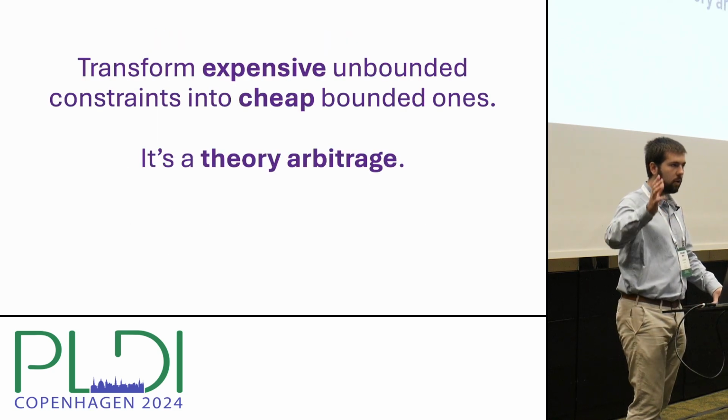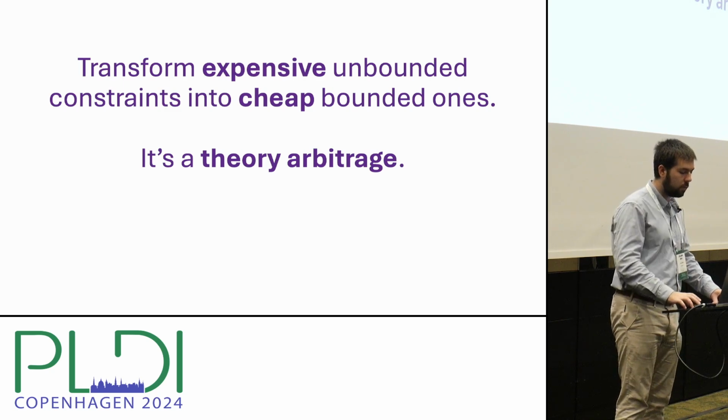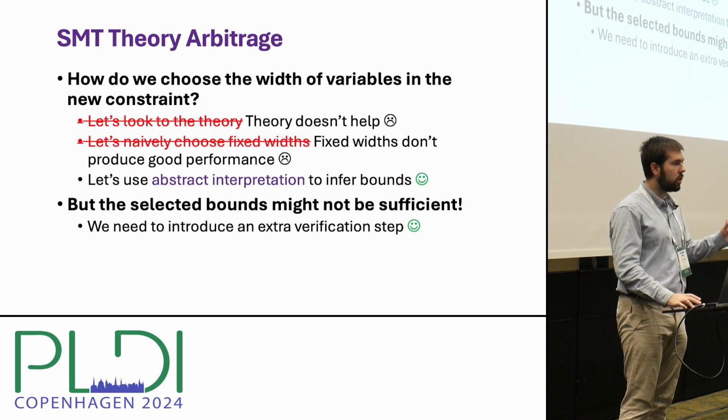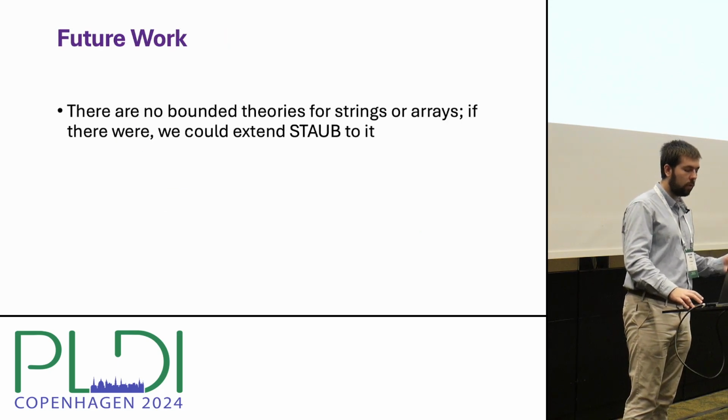Overall, our approach is to transform expensive unbounded constraints into cheap bounded ones. We call it theory arbitrage. And we achieve this by performing abstract interpretation to infer widths, and then add a bound verification step at the end to maintain correctness.